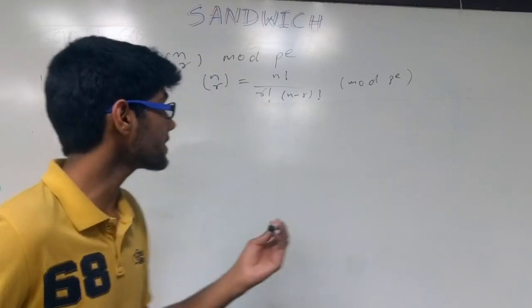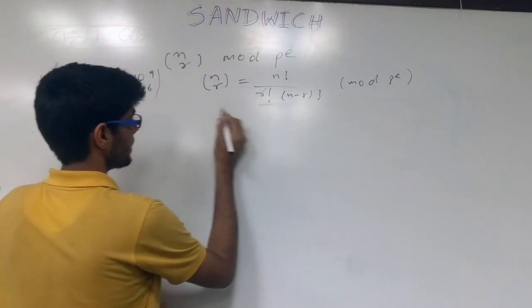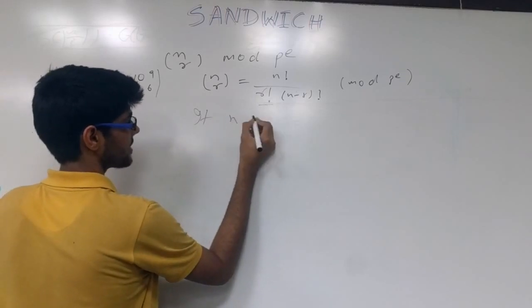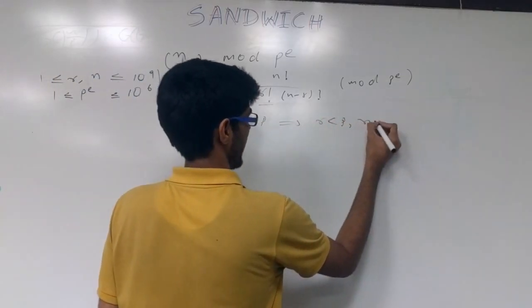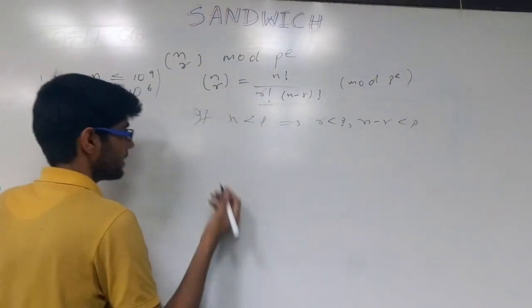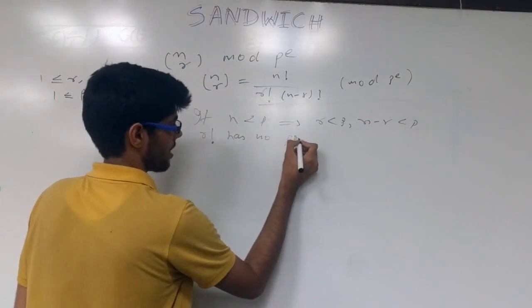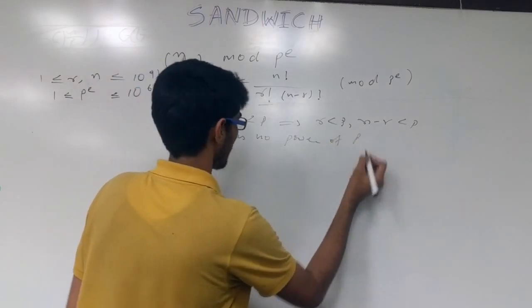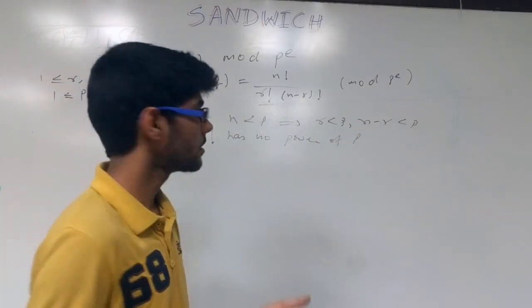Notice that if n is less than P, then this is a very trivial problem, because if n is less than P, it implies that R is less than P and n minus R is less than P. Then R factorial has no power of P because R is less than P. So in the product from 1 to R, P never comes.